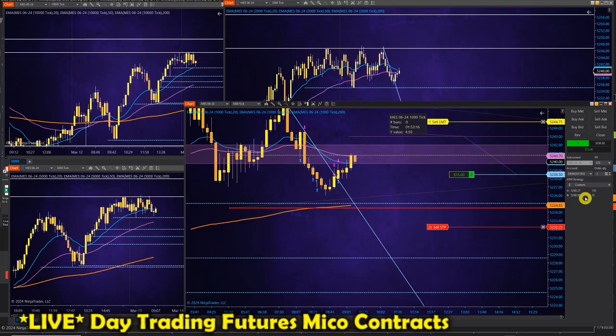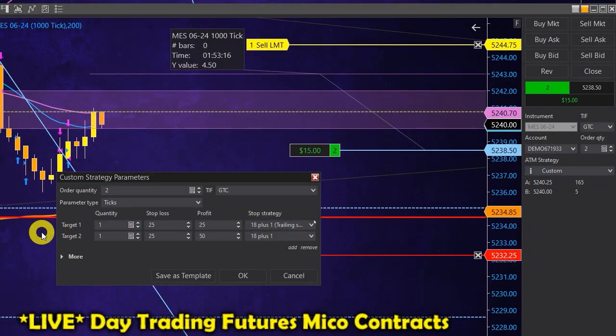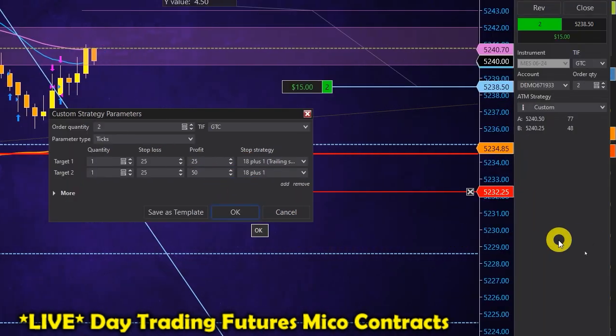So let's go look at the strategy over here under ATM strategies. It's customized. So what we're looking at here is the first part. I have a quantity of 2 contracts, and each one has a different goal. First target is 25. The second target is 50. You can see that right here. Both of them, target 1 and target 2, have a stop loss of 25 ticks. So you saw that on the chart. It's the stop strategy that makes it a lot more interesting.